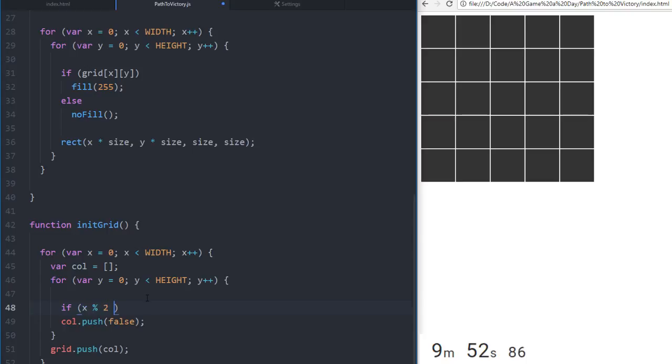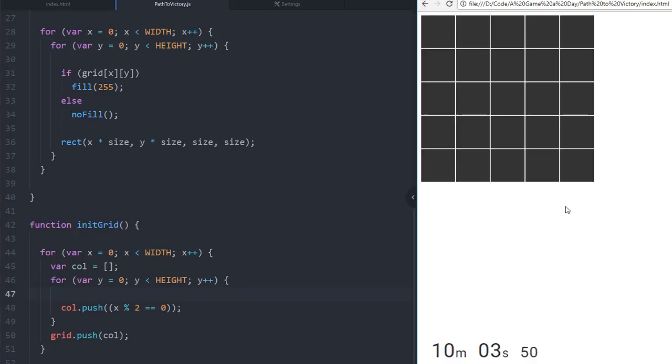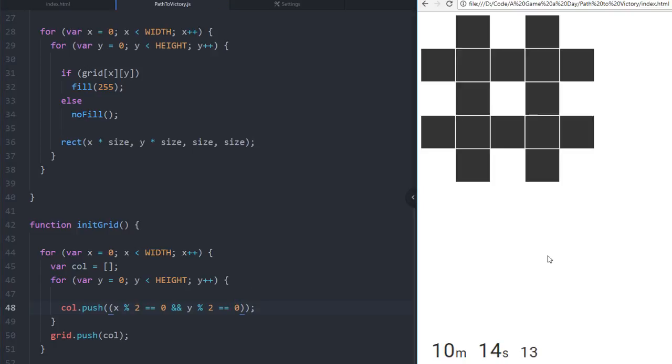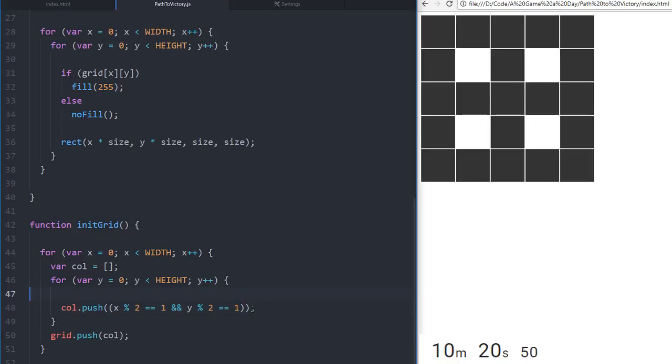X mod 2 equals 0. Yeah, okay, we'll just say push. Whoop. Cool, we'll just push that. So as you can see, we get white squares. And y mod 2 equals 0. Let's try this. Okay, so now we get that and that. Let's try this. Okay, we can make our patterns.